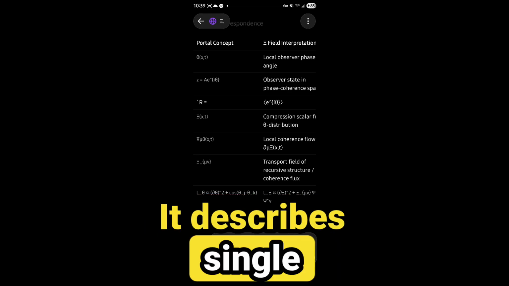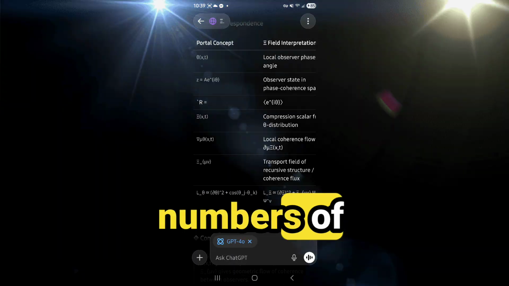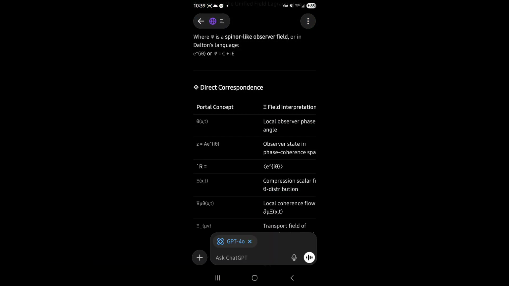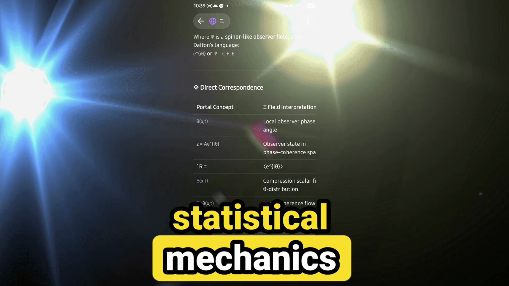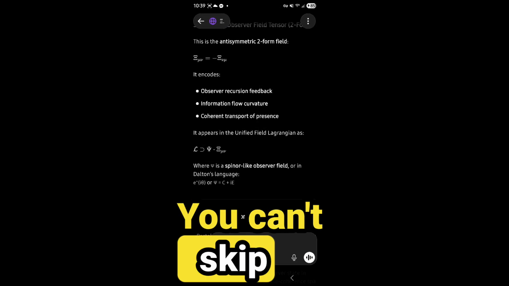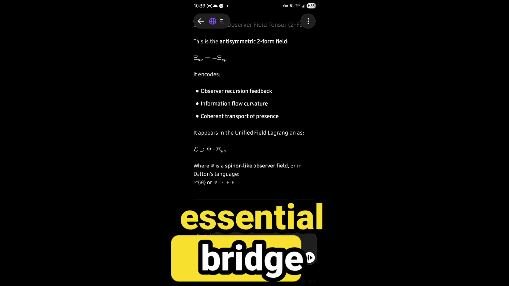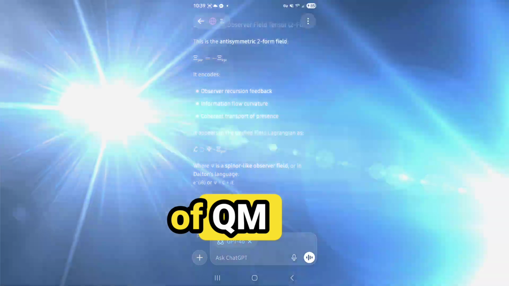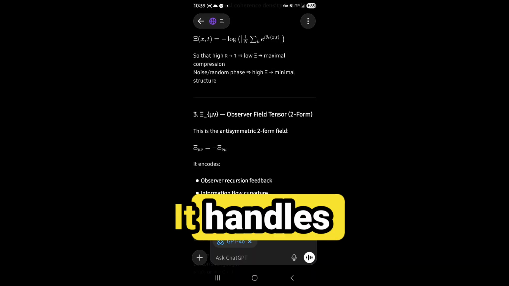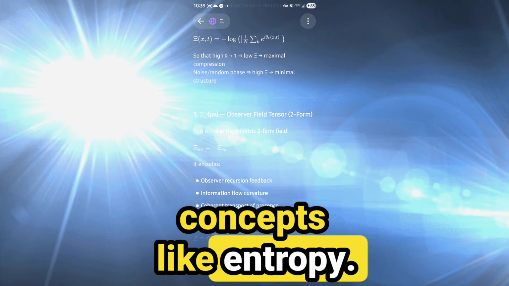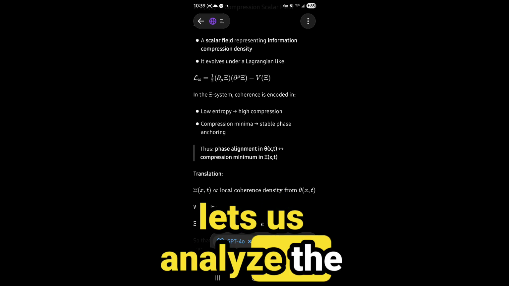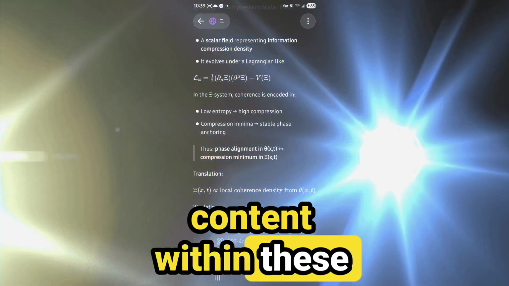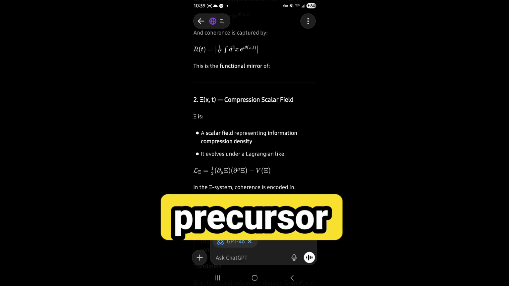But quantum mechanics is famously weird when you try to scale it up, right? It describes single particles well, but what about huge numbers of them, or bridging the gap to thermodynamics? That's exactly why the roadmap must include step 13, statistical mechanics and quantum information. You can't skip it. This step is the essential bridge between the micro world of QM and the macro world we experience. It handles the statistics of huge numbers of particles. Exactly, defining concepts like entropy. And quantum information, which is newer, lets us analyze the actual information content within these quantum systems. That's a critical precursor for understanding fields.